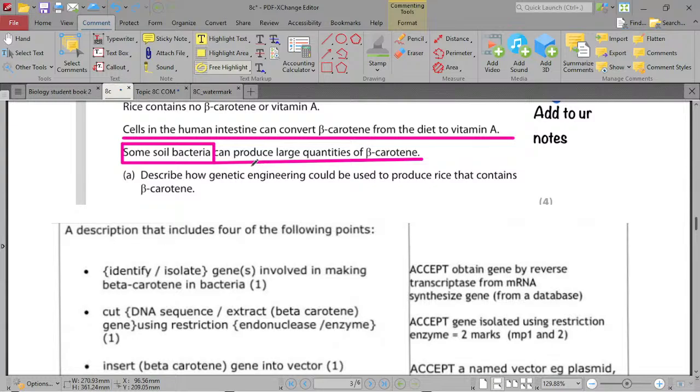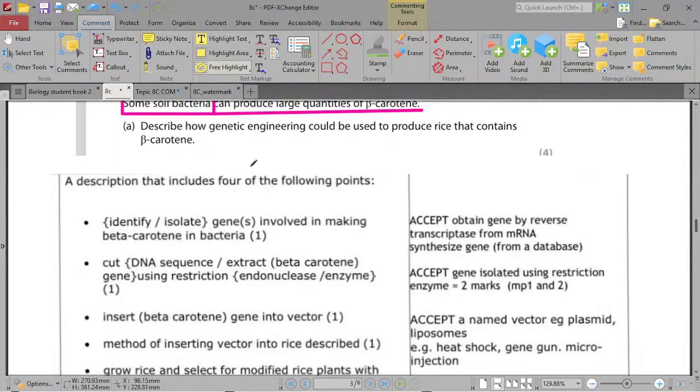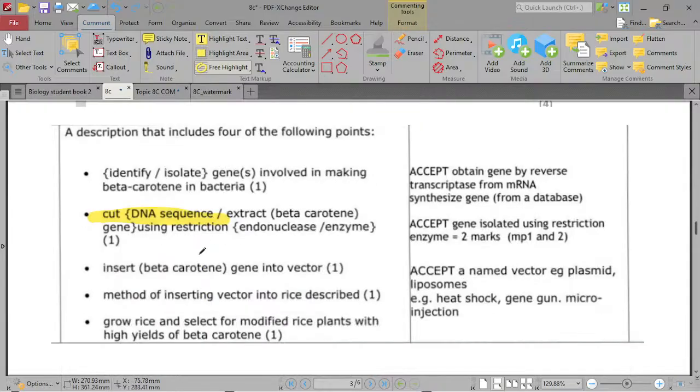Cut DNA sequence, extract beta-carotene gene using restriction enzyme. Okay, so this is important. We're saying cut DNA sequence. It's always cut DNA sequence, using restriction endonuclease enzyme. Insert gene into vector. Gene gun or microinjection.